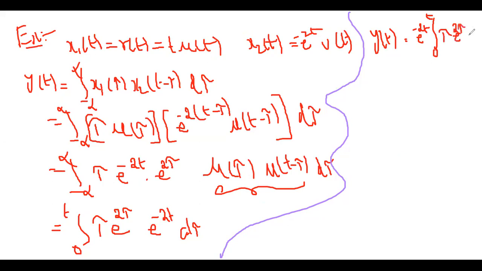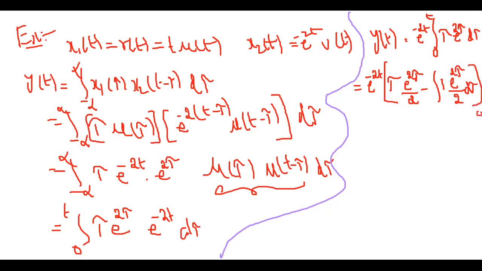Now apply the integration by parts into d tau. What is the integration by parts here? The y of t is equal to e power minus 2t multiplied with tau. Apply the integral here: e power 2 tau by 2, minus, take the integral, and the tau derivative is 1. Apply the integral, e power 2 tau by 2 into d tau, with the limits 0 to t.